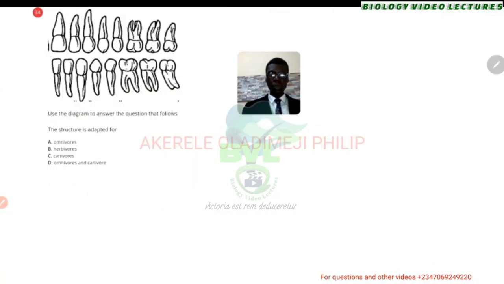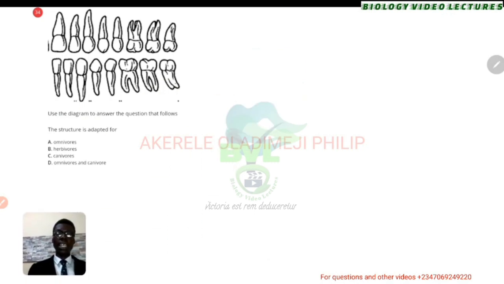Okay. We saw this not too long ago in this same question. It says the structure is adapted for, of course, okay, it has incisor, it has canine, and the canine are not too sharp. It has premolar and molar. Apparently, it's going to be an omnivore, A. If it were to be an herbivore, it won't have canine at all. If it were to be a carnivore, the canine will be very long.